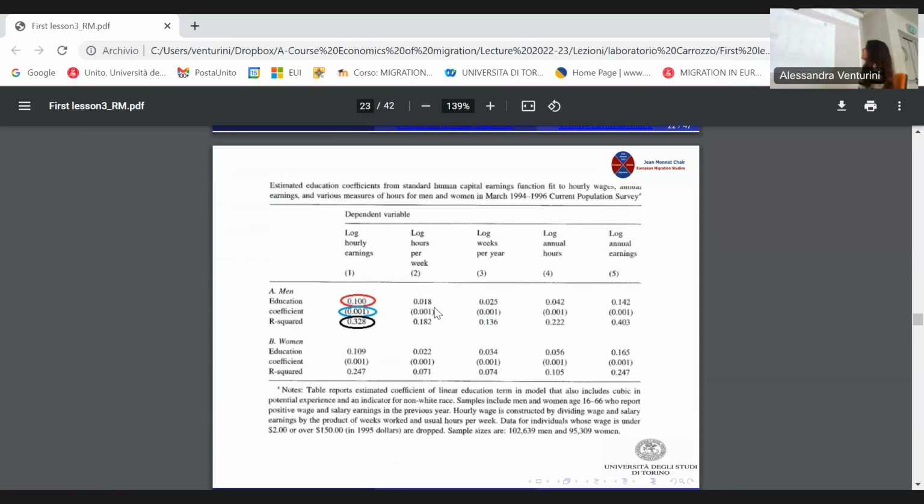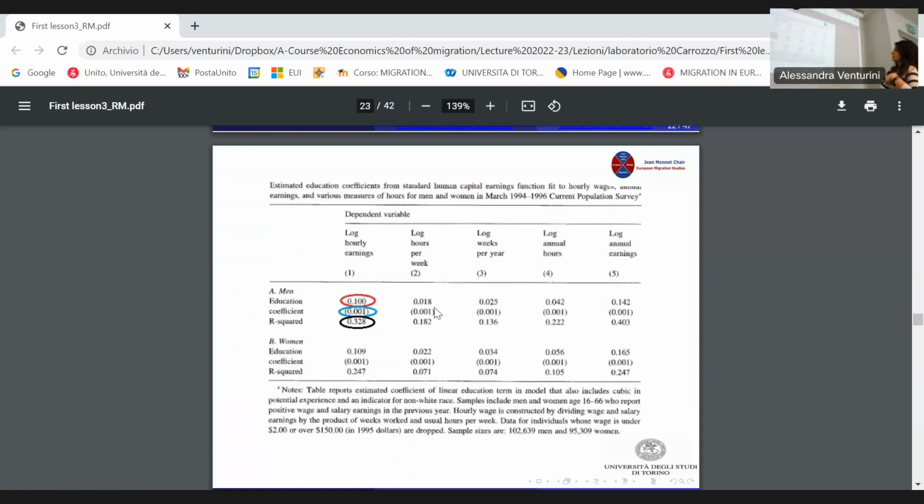Yes, but for log hourly wage per week, the R square is just 18%. So the significance is limited and the effect is 2%, so very small. If you take log weeks per year, the R square is 14, so they explain just a little of the variation. The coefficient is 2%. So you better try to find something else as a model.